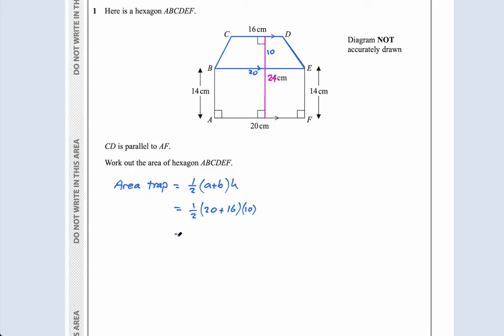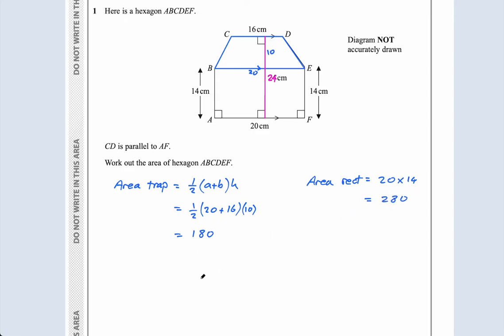And then you can do this with your calculator if you want. I'm going to do it in my head. This will give me a half of 36 is 18. 18 times 10 is 180. So the trapezium is 180. And the rectangle area of, let's call it rect, is equal to 20 times 14, length times breadth or height. 20 times 14, which is 280.